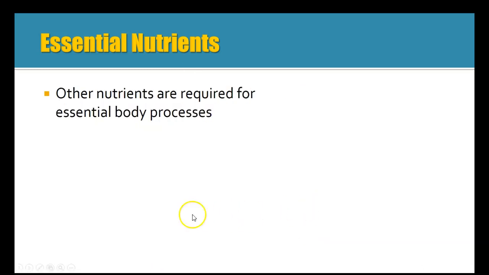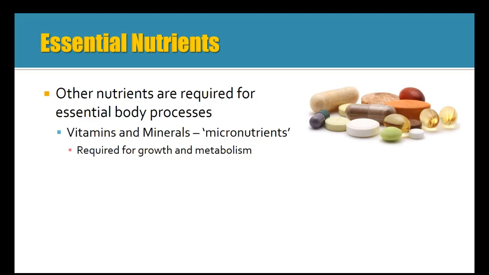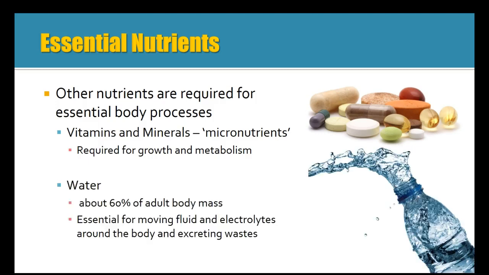We have other nutrients that are required for essential body processes, and they include what we call micronutrients. These include your vitamins and minerals and are needed for growth as well as your metabolism. Another essential nutrient is water, which is about 60% of our body mass and is really essential for making sure that we can move fluid and our electrolytes around the body and also be able to excrete products as waste as well.